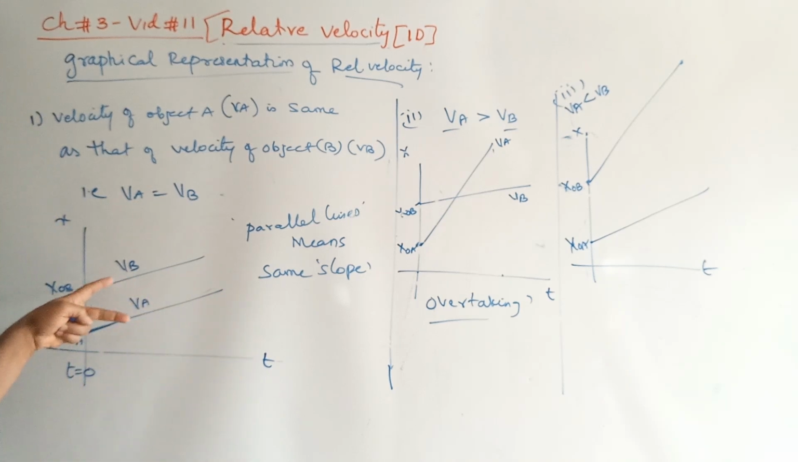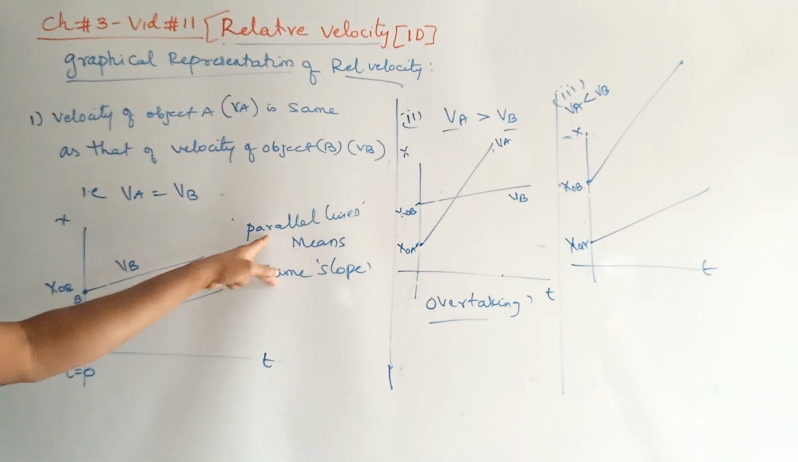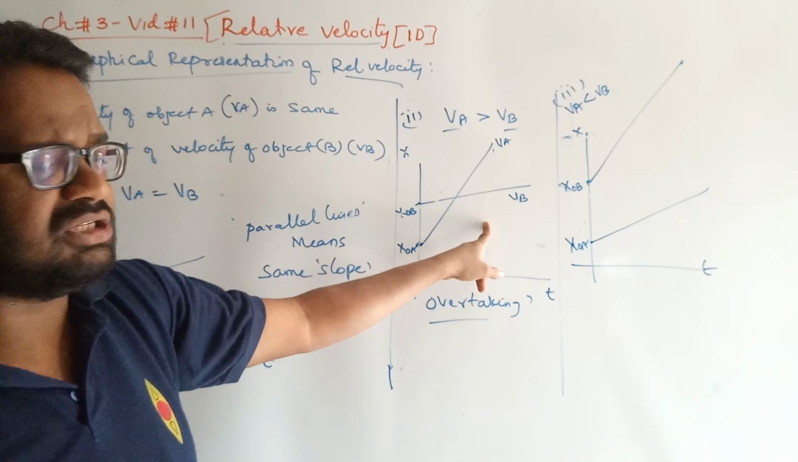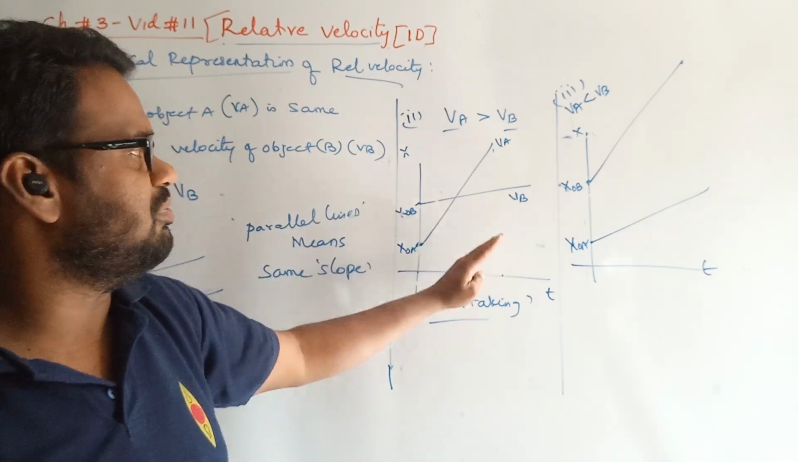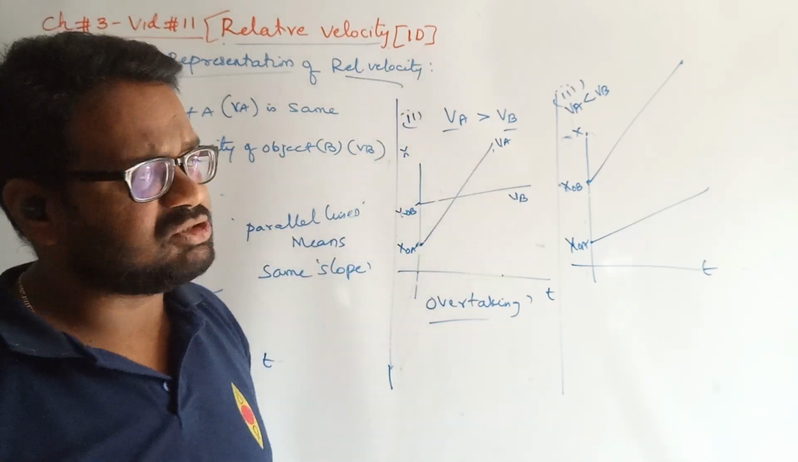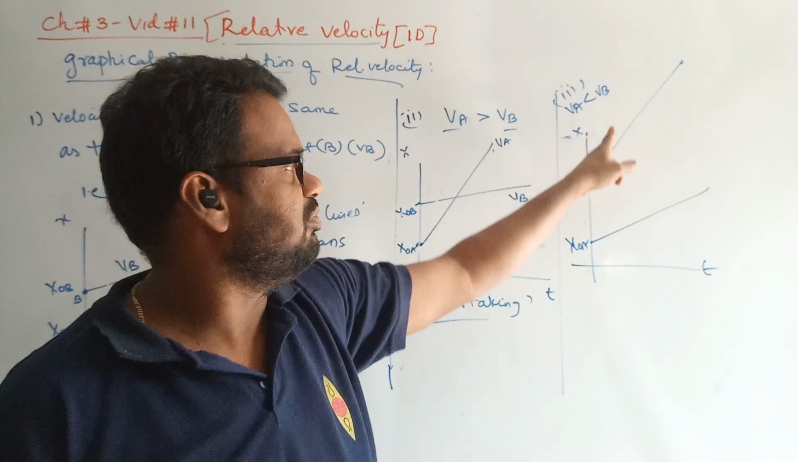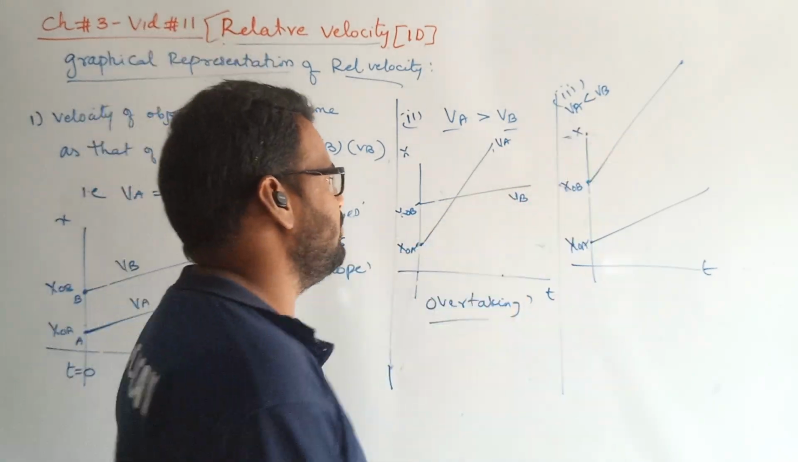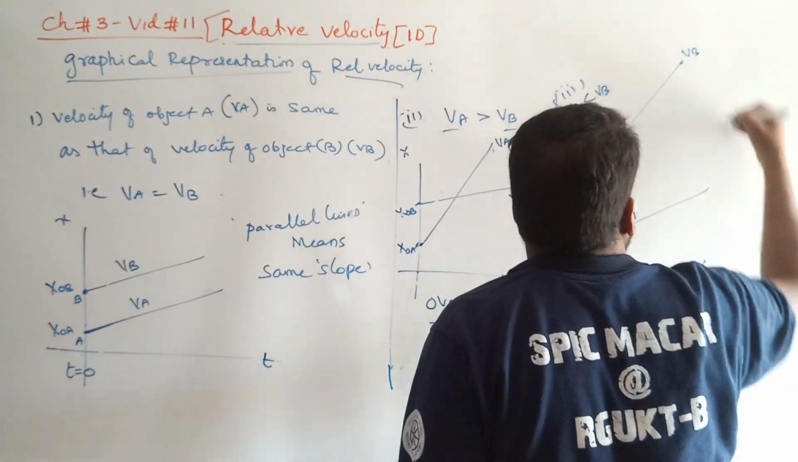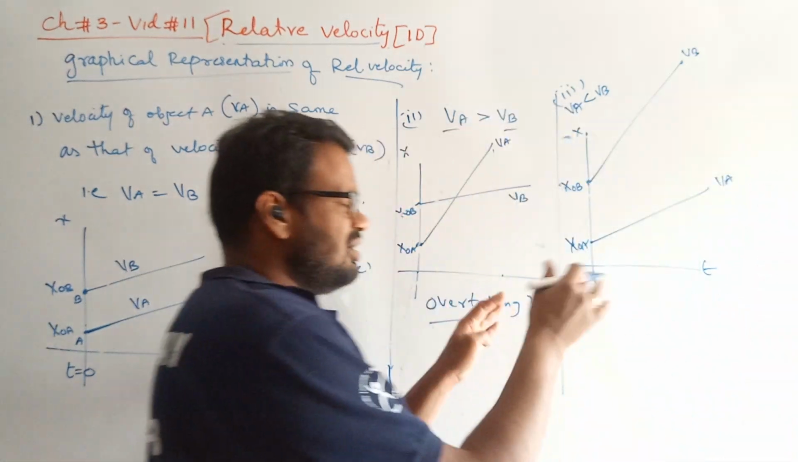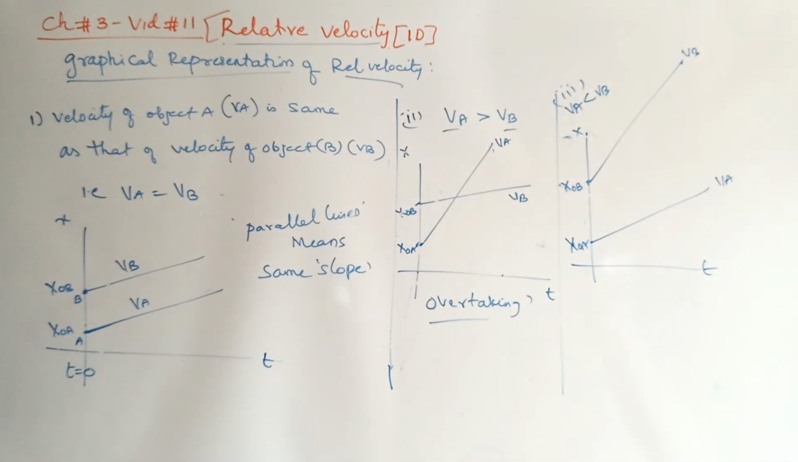If you are showing parallel lines, both are traveling with the same speed. If one speed is more and the other is less, the one with more speed will have more steepness. The one with less speed will have less steepness. Now in this case, we are showing that VA is less than VB. Velocity of this one is VB, and this is going to be VA. These are all simple logical things. It all depends on how we take things.